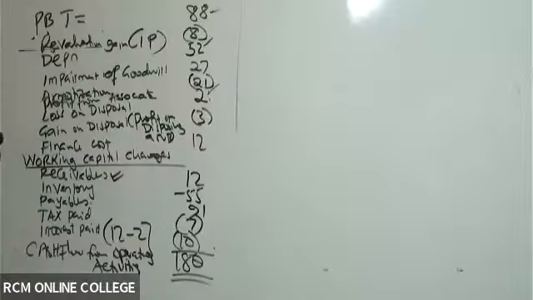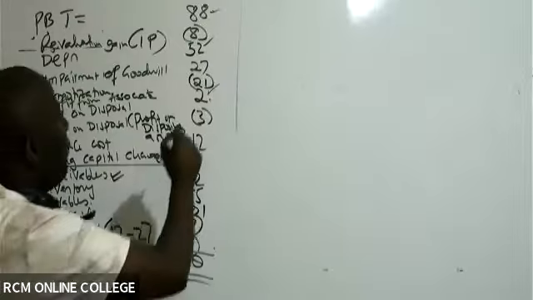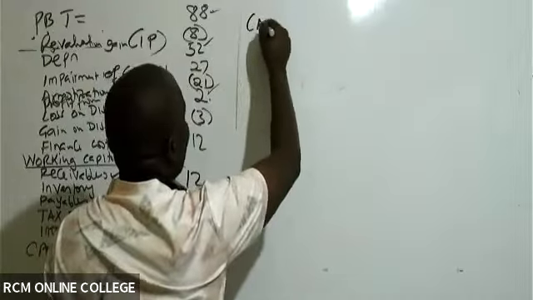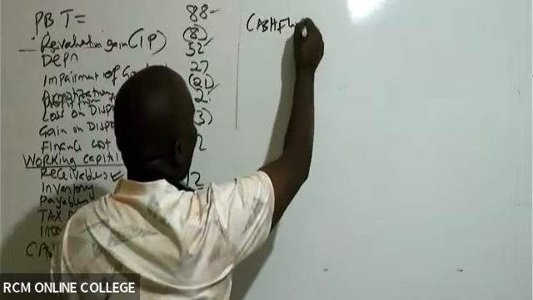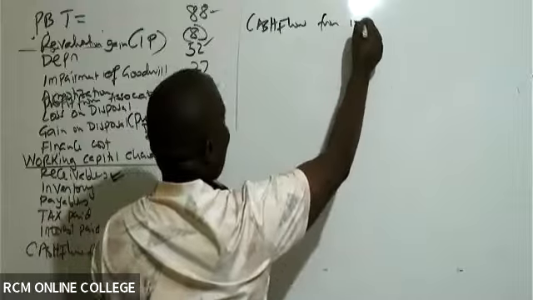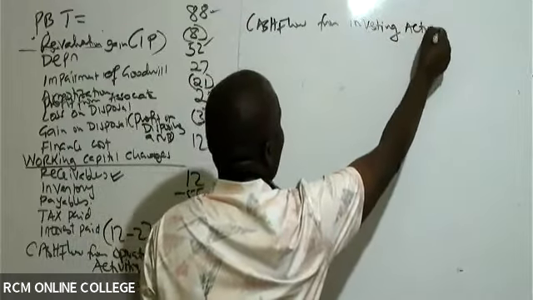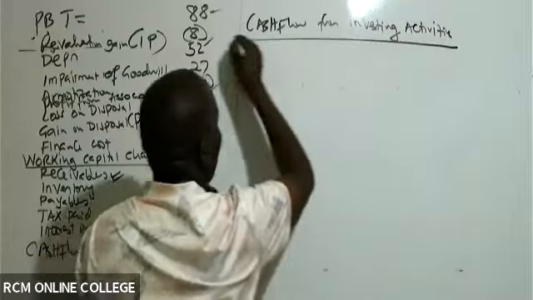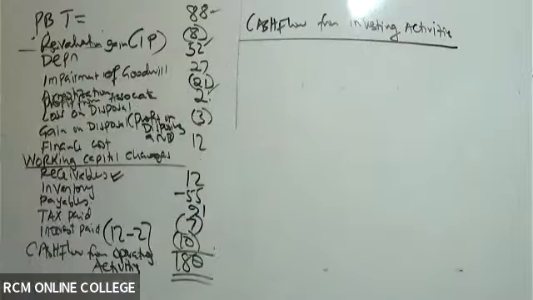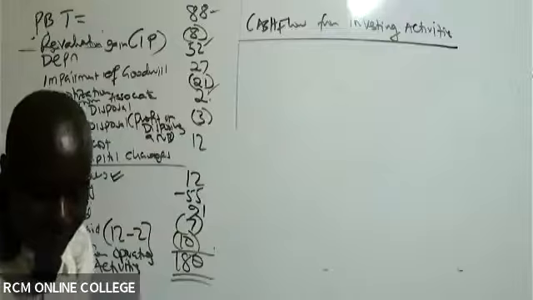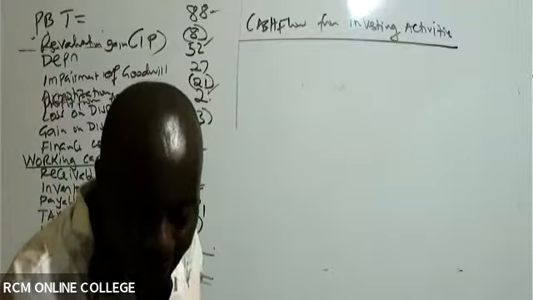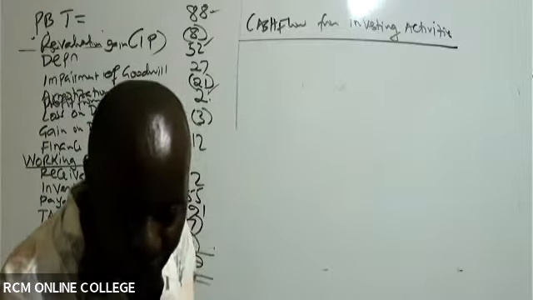180. And then now we can go to investing activities. So we have here cash flow from investing activities. Cash flow from investing activities. Please, okay, sorry, let me just read this.